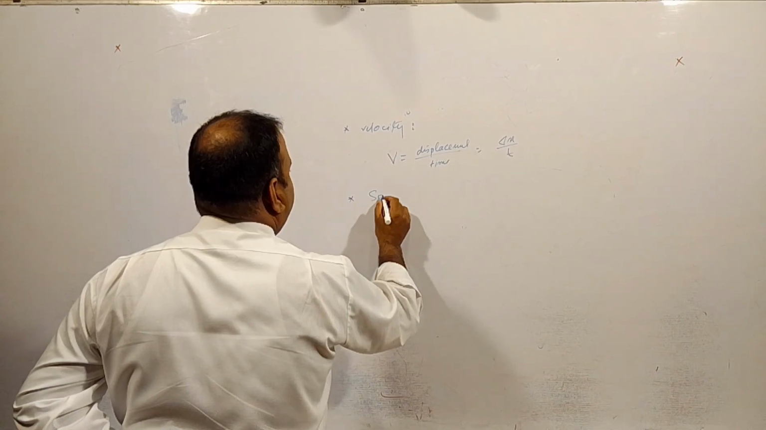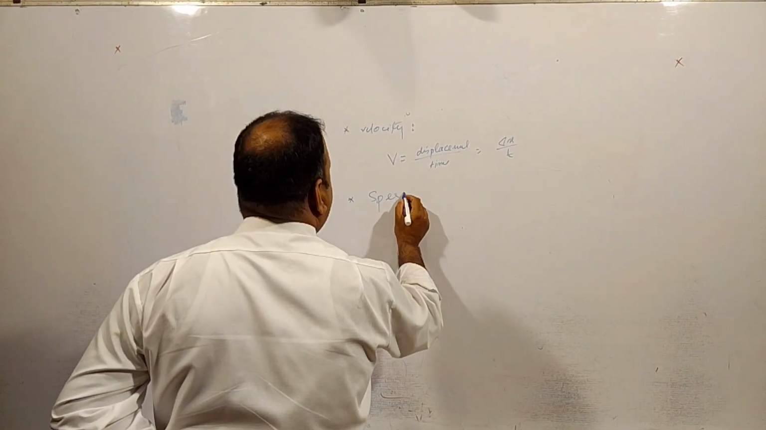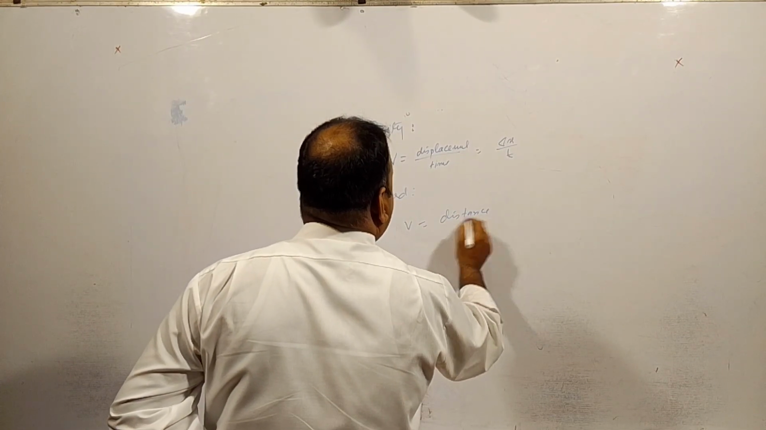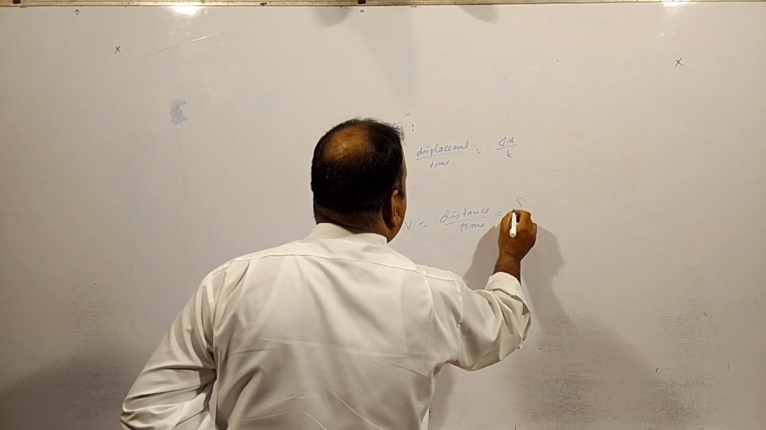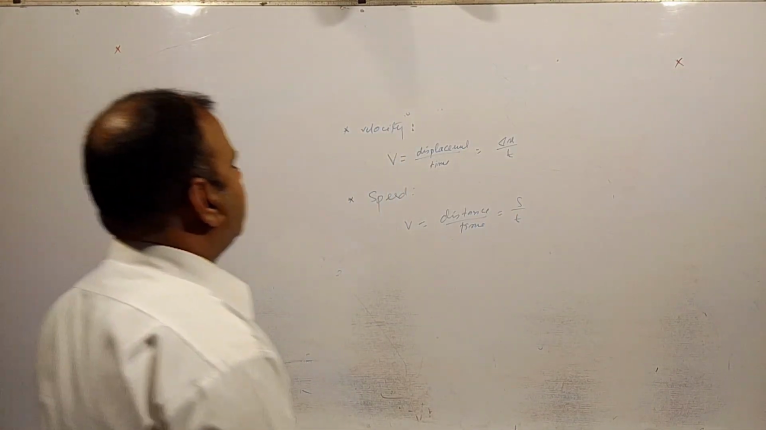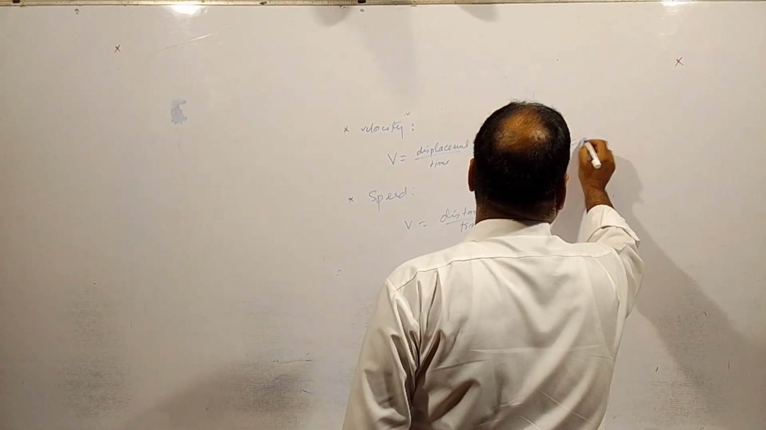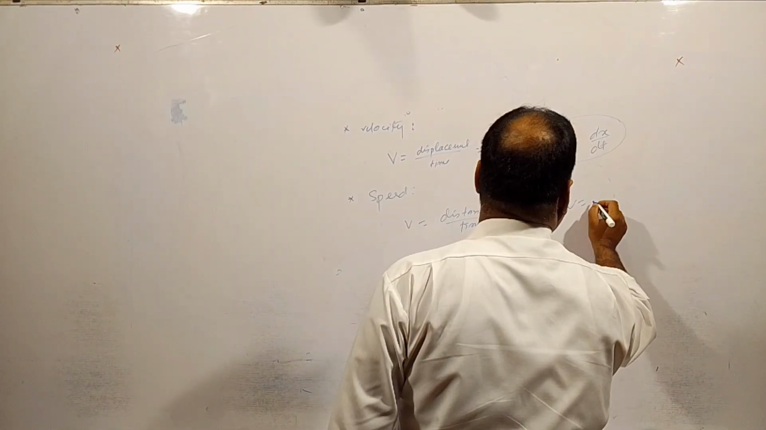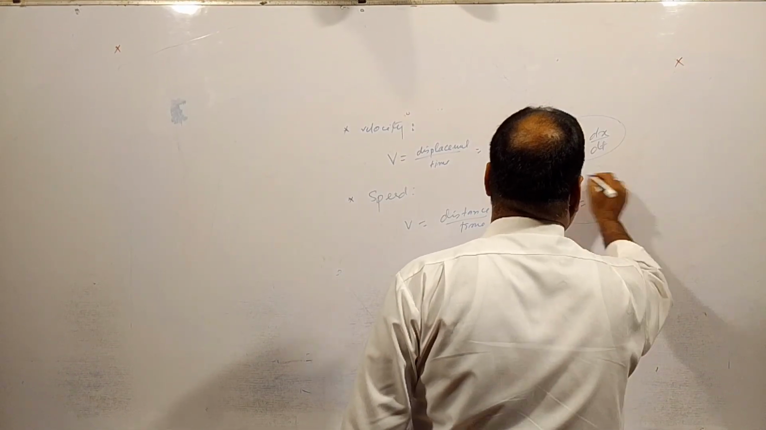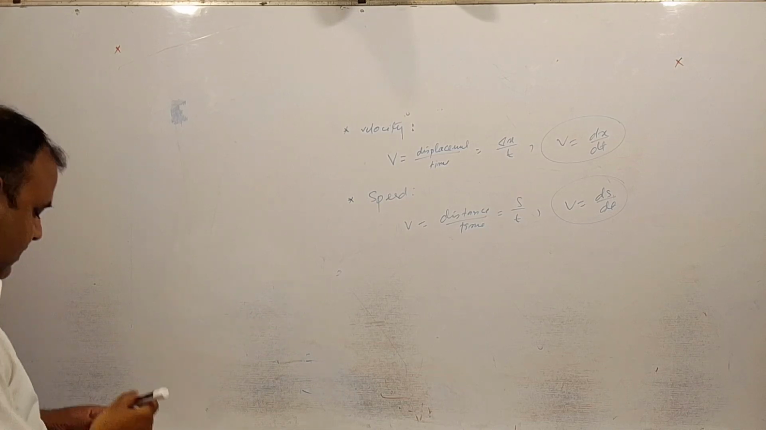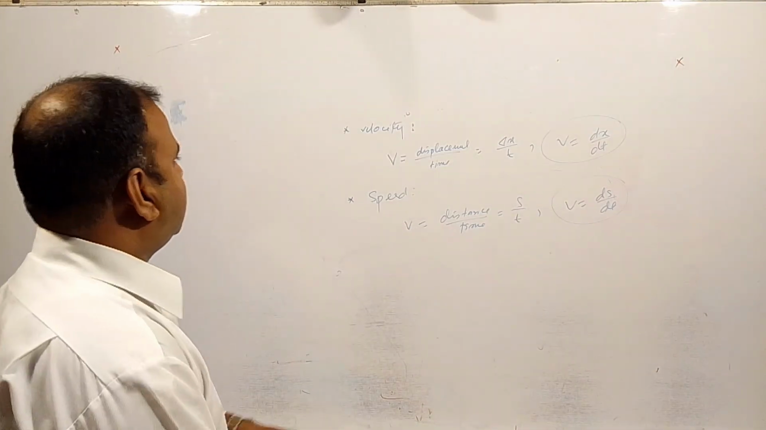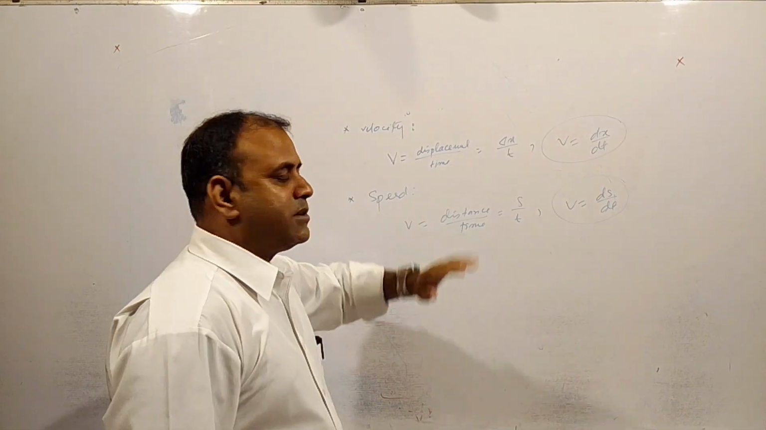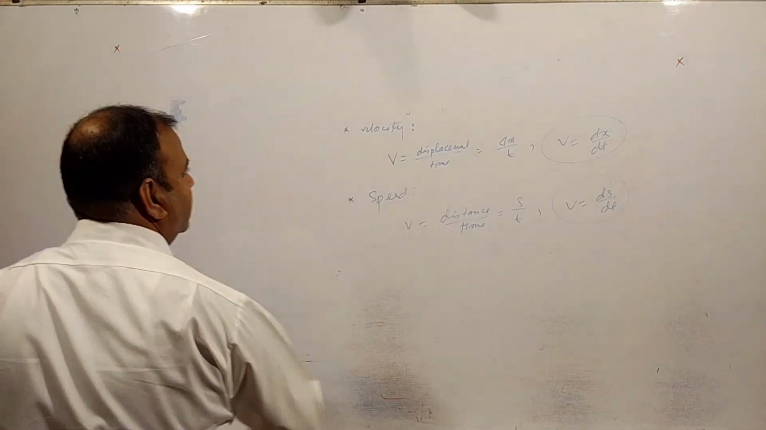In case of speed, we can write distance by time, where time is t. So this is the formula. For velocity we can write V is equal to dx by dt, displacement by time, and V is equal to ds by dt with respect to distance. Velocity is basically displacement by time, and speed is equal to distance by time.